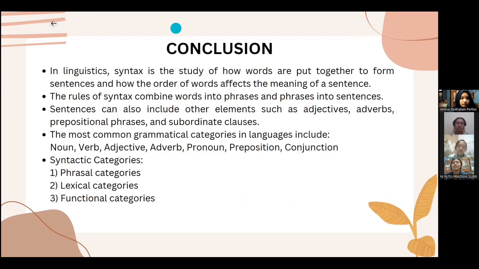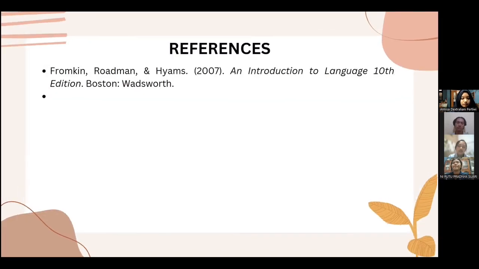So for syntactic categories, there are three types. Number one is phrasal categories, then lexical categories, and functional categories. So the main source we use is from Fromkin, Rodman, and Hyams, 2007, An Introduction to Linguistics, 10th edition, Boston, Wadsworth.